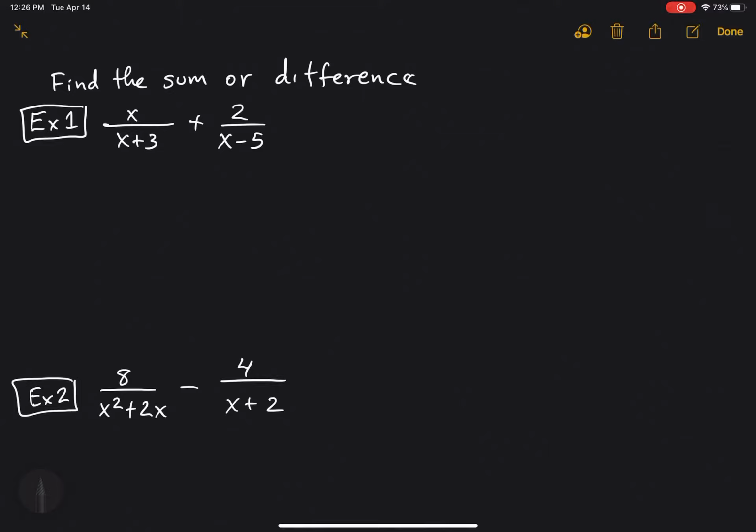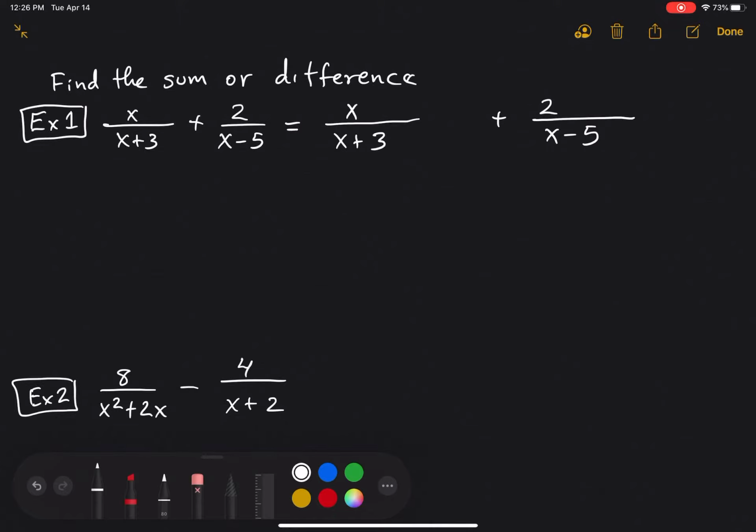So the way we're going to do this one right here is we're going to copy this over. And the first thing we're going to do is give ourselves a little bit of space, because somehow we need to figure out how to make the same denominator. Notice how the two denominators don't have anything in common. X plus 3 and x minus 5 don't have any factors in common. So we're going to multiply one by the other one to get the same denominator.